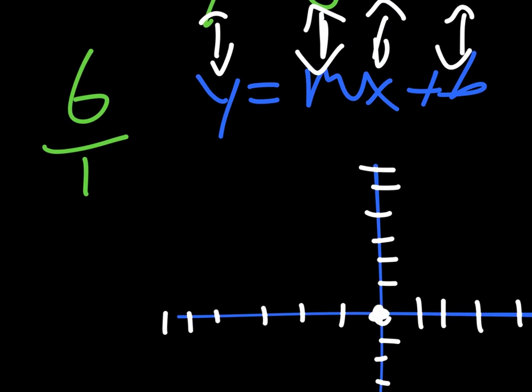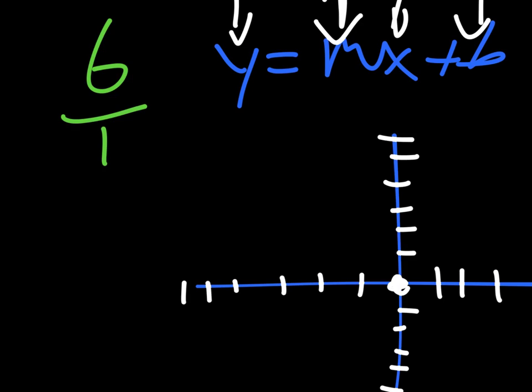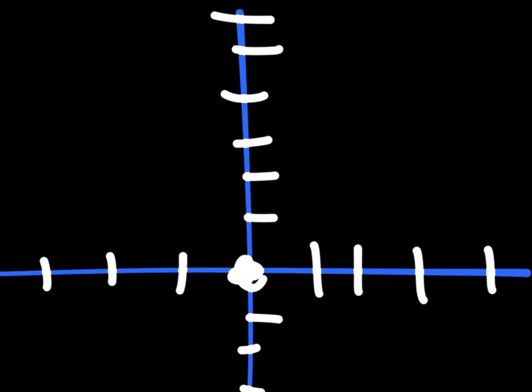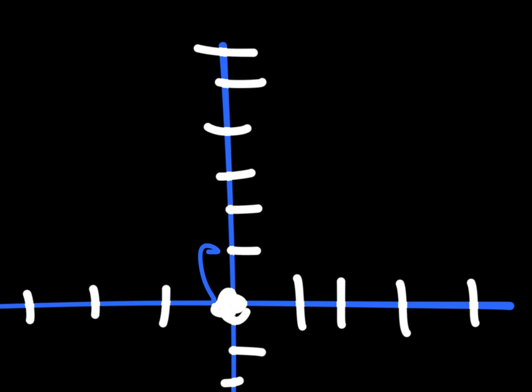Back to our problem. So we know that our slope is 6 over 1, so we're going to rise 6 and run 1. Once, twice, 3, 4, 5, 6. We're here, and then go over 1. We have our another dot right here.